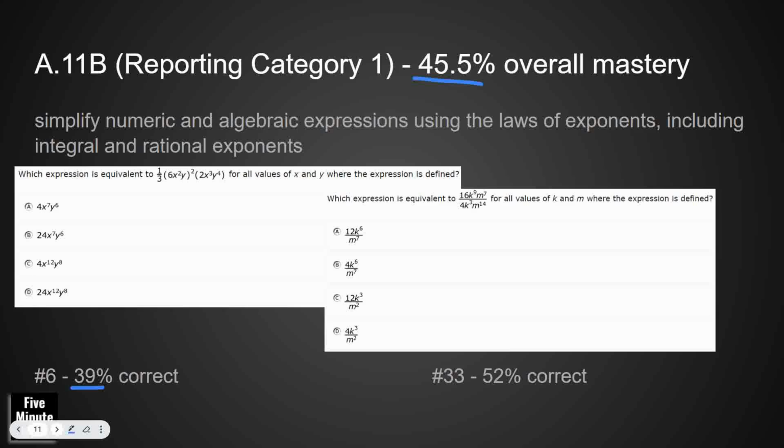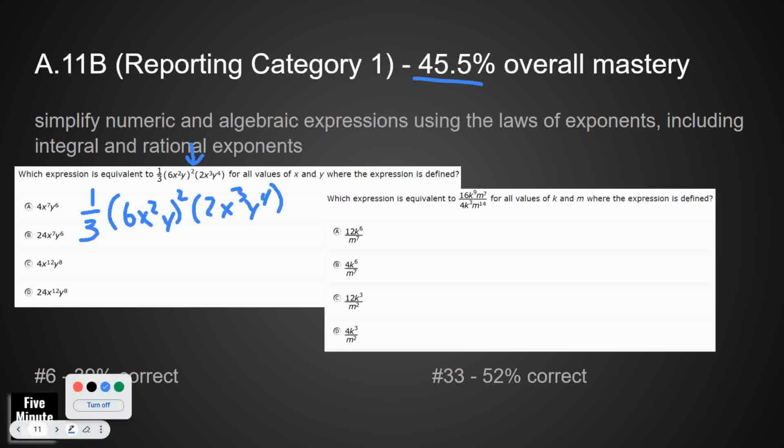Number 6, we got 39% here. So let's take a look at what's going on. We're going to have to take 1/3 of the whole thing. I think what's really messing us up is this squared. This 6x squared is on the outside, which means I need to square everything on the inside. So one way to visualize that would be to distribute that square. I'll show you that underneath. This would be a good way to distribute this for students and to visualize it for them.